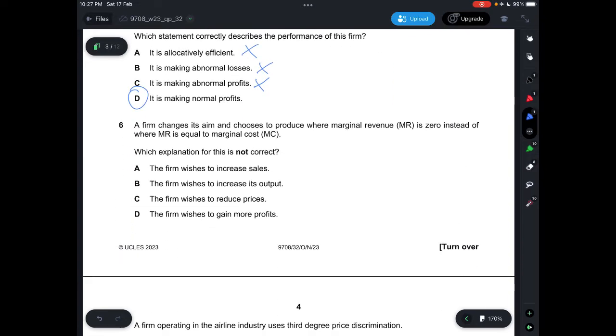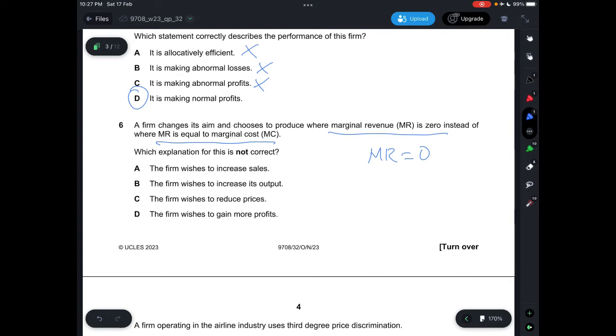Question 6. A firm changes its aim and chooses to produce where marginal revenue is 0 instead of where marginal revenue is equal to marginal cost, and which explanation for this is not correct. So it is producing at a point where MR equals 0, which means that the firm wants to maximize their revenue, maximizing their revenue instead of actually maximizing their profits. Okay, so let's see which one is the answer.